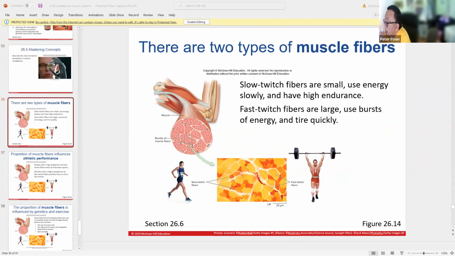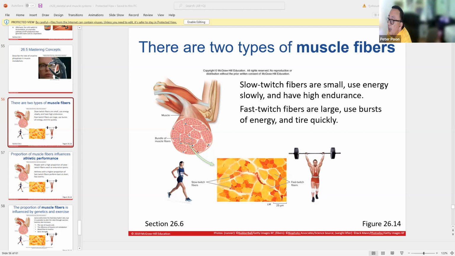There are 2 types of muscle fibers: slow twitch and fast twitch. Slow twitch are much more energy efficient. They're smaller, they use energy slowly, and they have high endurance. So if you have a bunch of slow twitch fibers, they twitch slower, they use energy slower, and you're going to be able to maintain exercise for many, many hours.